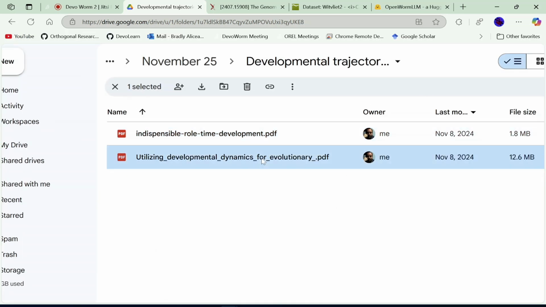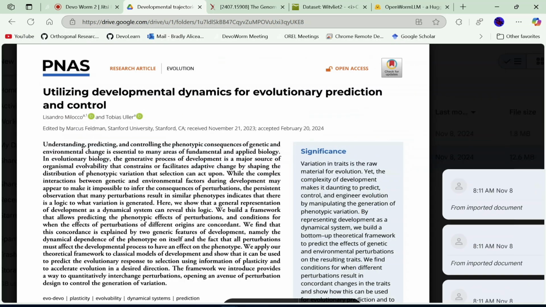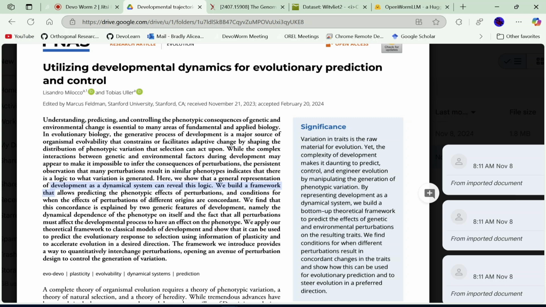So the next paper is this PNAS paper, "Utilizing developmental dynamics for evolutionary prediction and control." This relates to what we were talking about in the first paper. Can we predict evolution? Can we control evolution? Well, can we use the developmental dynamics to do this?